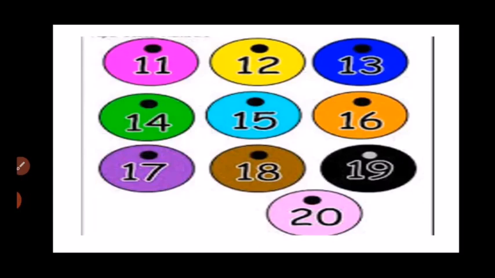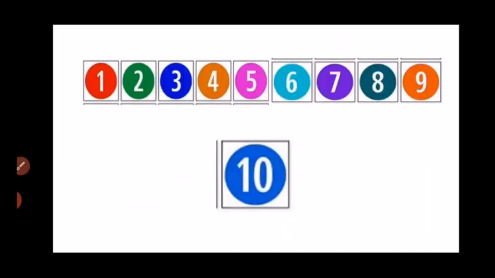Our lesson name is Introduction and Writing of 11 to 20. So children, let's revise the numbers. 1, 2, 3, 4, 5, 6, 7, 8, 9. My dear children, you have already studied numbers 1 to 9. And you already know that numbers 1 to 9 are one digit numbers, whereas number 10 is a two digit number.